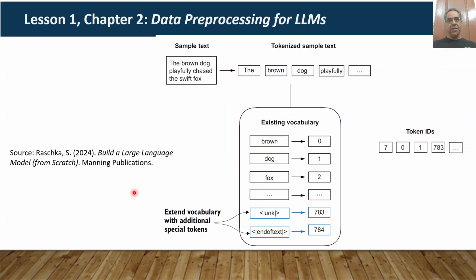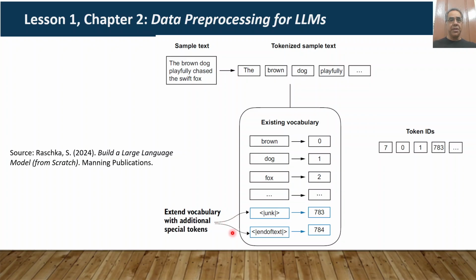In practice, we need to modify the tokenizer to handle unknown words. We also need to add some special context tokens. These special tokens can include, for example, markers for unknown words and document boundaries. In our example, we modified the vocabulary by adding two new tokens, unknown and end of text, as illustrated in this figure.